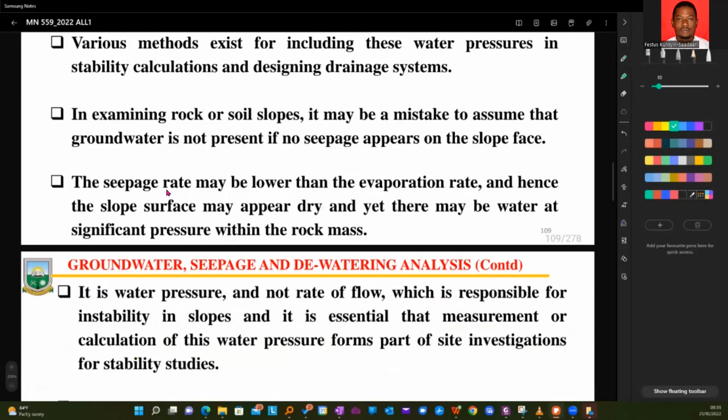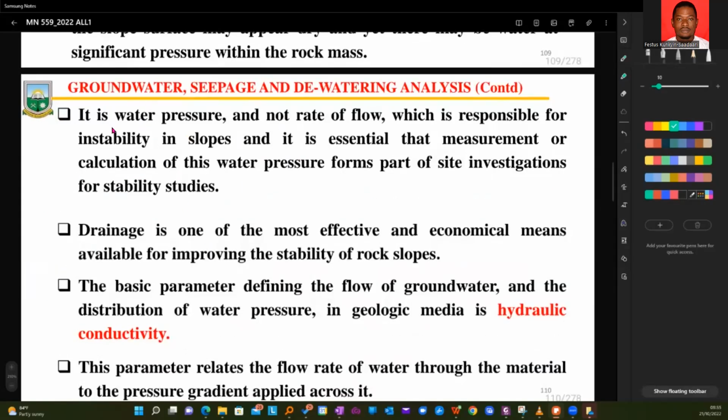That is, if you are in zones that don't have so much sun, as in the case of Tarkwa, where there is rain all the time. If the evaporation rate is lower than the rate at which there is seepage, then you have to consider other mechanical means of handling the water to avoid failure. It is water pressure and not rate of flow which is responsible for instability in slopes. And it is essential that measurement or calculation of this water pressure forms part of site investigation.